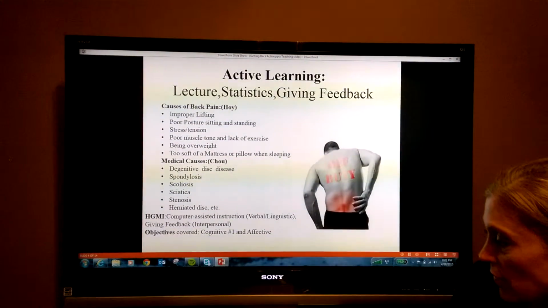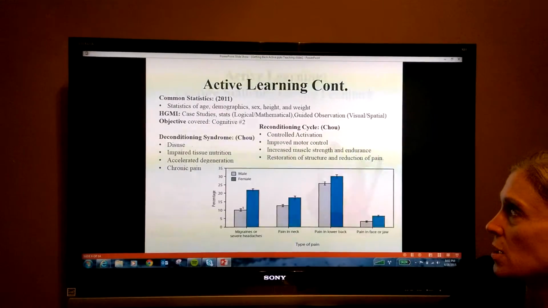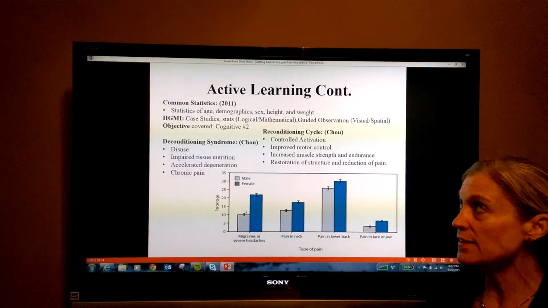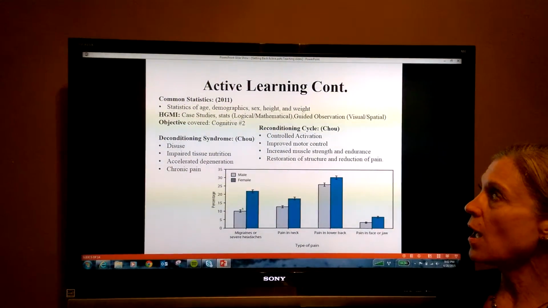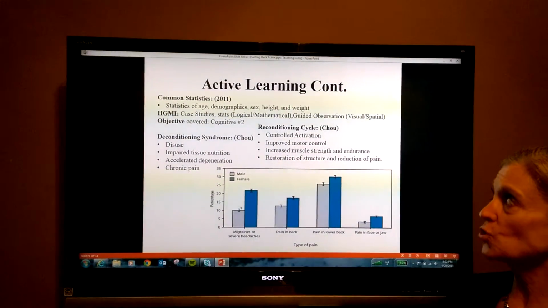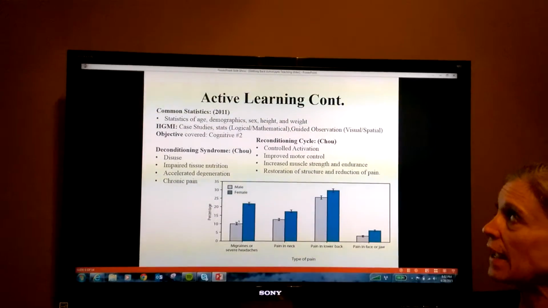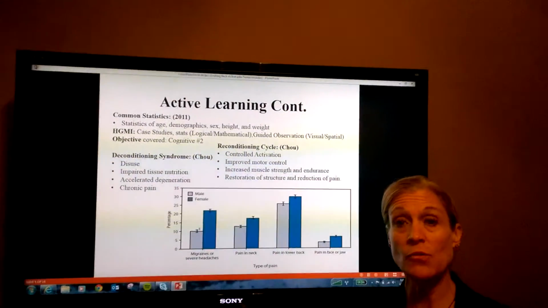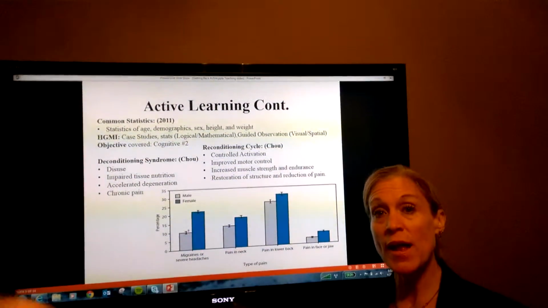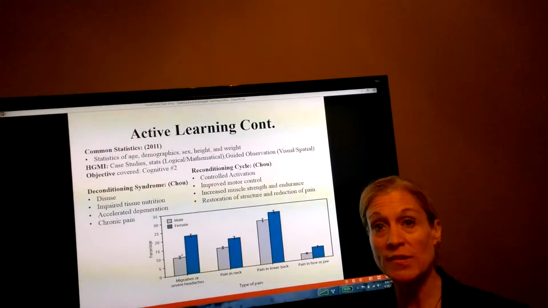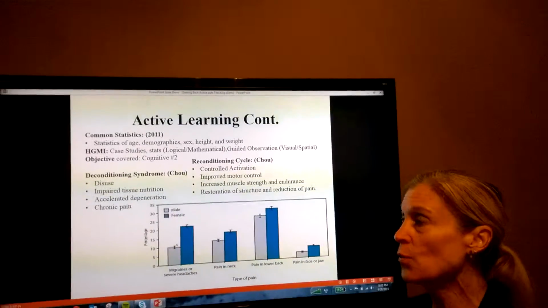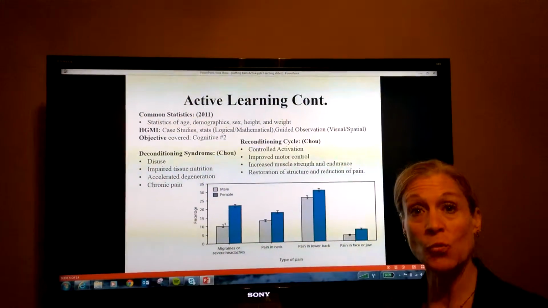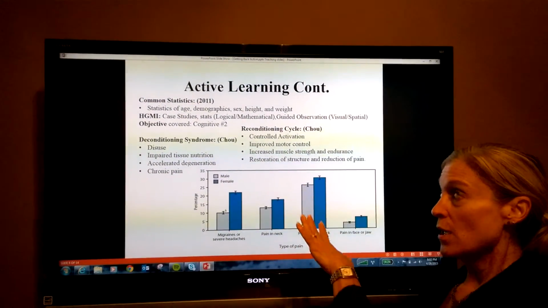So on this next one, the active learning here is also going to be the statistics, which is the logical and mathematical HGMI, and case studies and guided observation, which is visual and spatial, which would also be from statistic graphs and also from a PowerPoint presentation as well as the board. Here we're going to talk about common statistics for men versus women versus back pain.